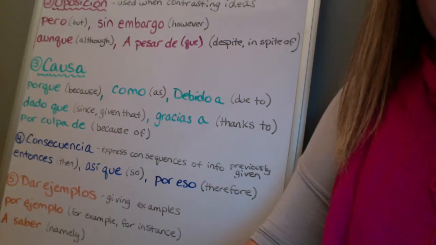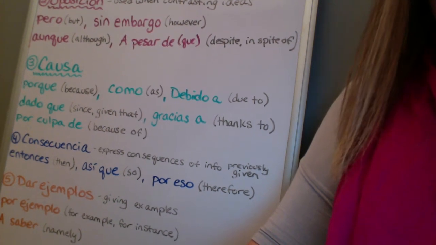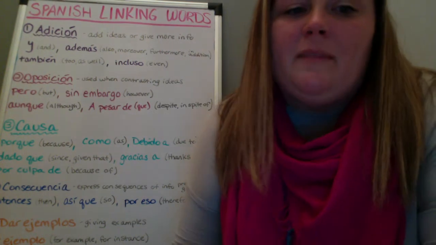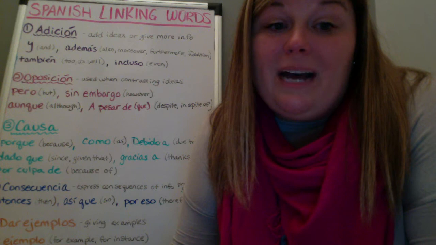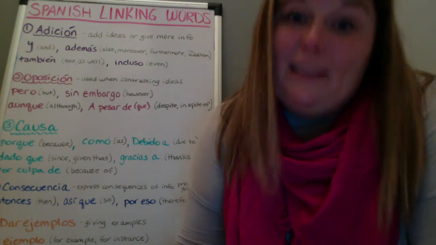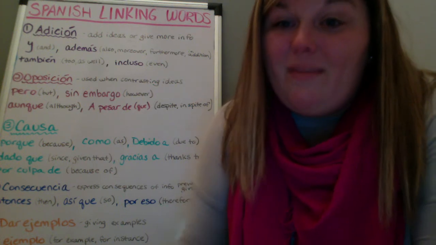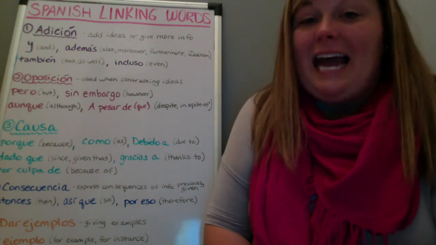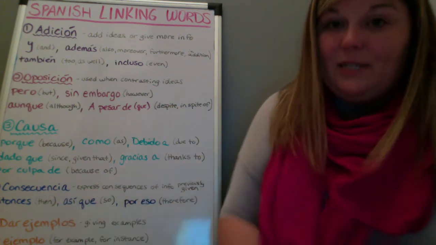All right, our next connector word is así que. And así, don't forget that accent, así que means so. So I could say, se peleaban a menudo, así que se separaron. They fought often, so they separated. Así que means so.